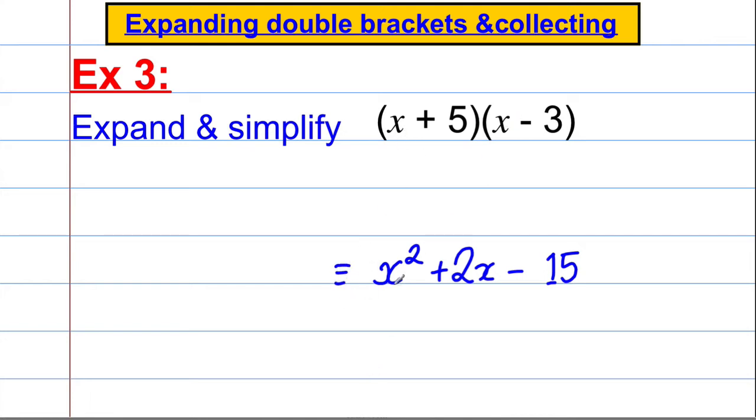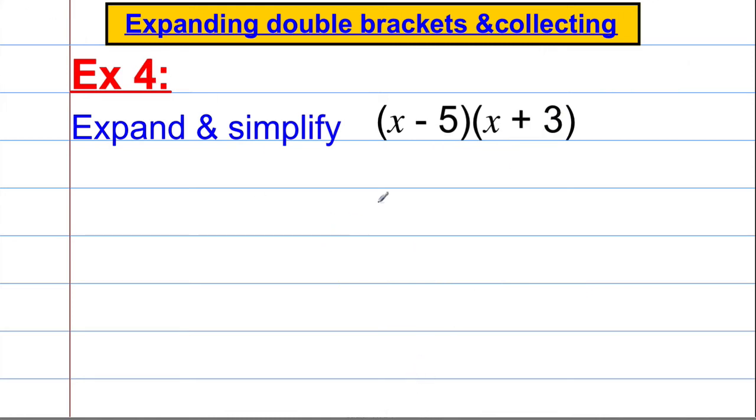Well, x multiplied by x gives me the x squared as before, and positive 5 multiplied by negative 3 gives me a negative 15. So that explains that. And positive 5 add negative 3, so we're at positive 5 on the number line, and we combine that with negative 3, which is the same as subtracting 3: 1, 2, 3, we would end up at positive 2. So 5 take away 3 would give me the 2.